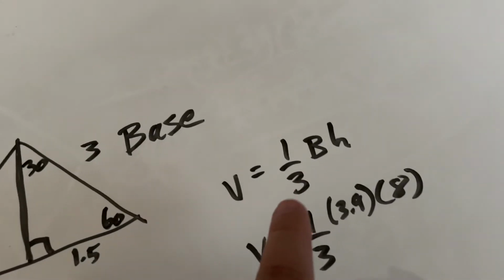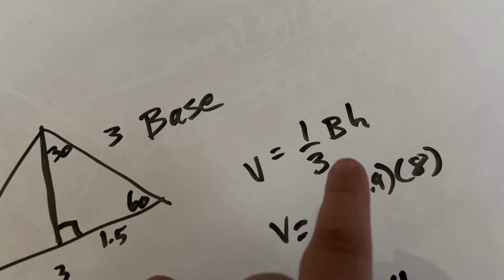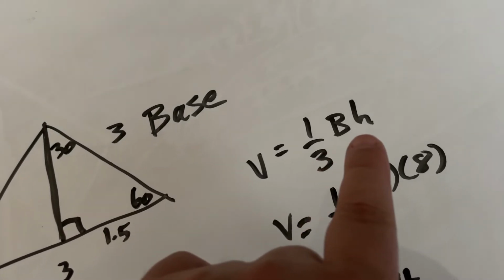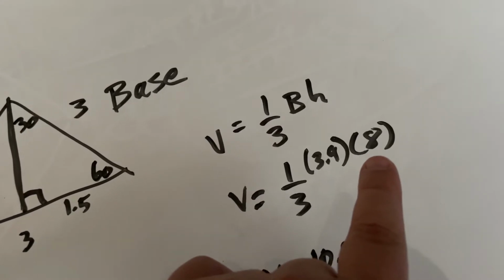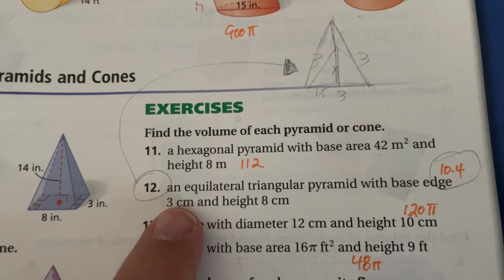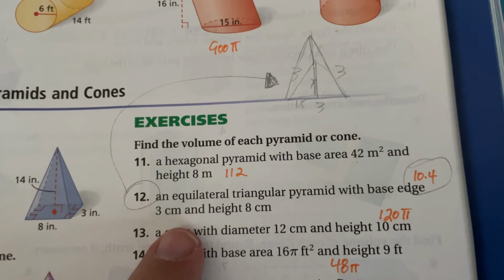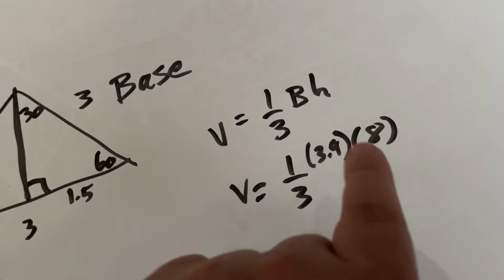Of course, the formula is the volume of a triangular pyramid is 1/3 times the area of the base times the height. Well, we know the height is 8 in this problem. So it says, find the volume of an equilateral triangle pyramid with a base edge of 3 and a height of 8. So the height is 8.